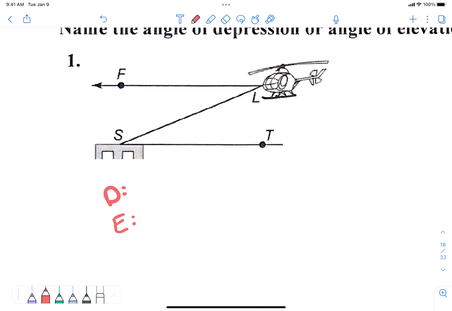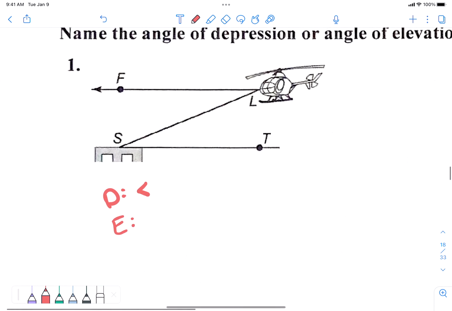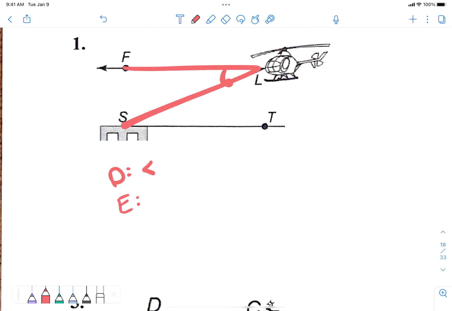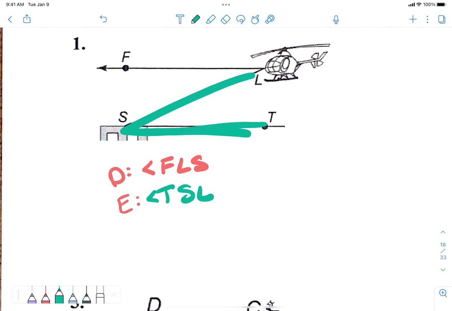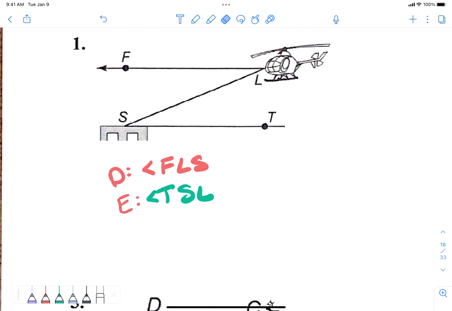So naming the angle of depression. Which angle is the angle of depression? The top one, the sad one. How do we name it? Is that the top angle? So FLS, right? Or you can name it SLF, so FLS, just as long as L is the middle letter, okay? The angle of elevation is this angle. So you can say TSL or LST, it doesn't matter. So that's all you're doing for 1 through 4, and then 1 and 2 on the backside. You're just naming the angles, okay?